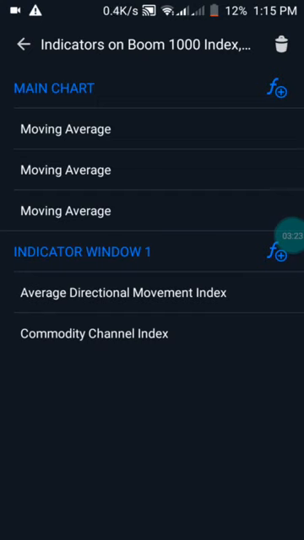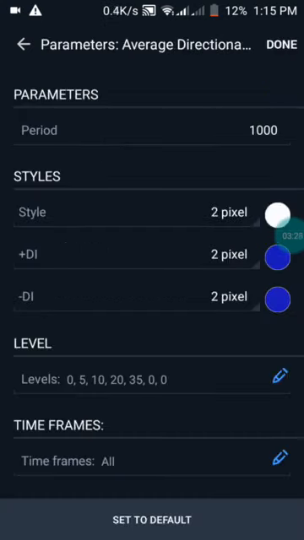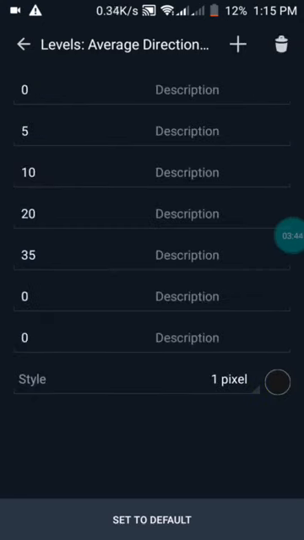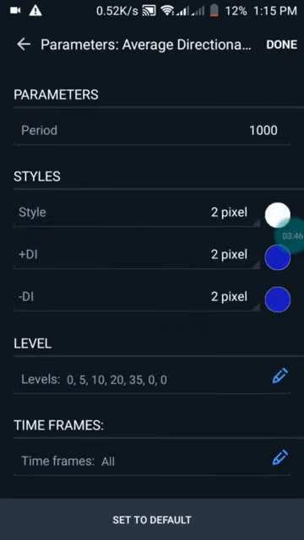Also in indicator window 1, we have our Average Directional Movement Index. We have the period of 1000, and we have our style as this. We have the plus DI and the negative DI, with our style in white color. You see that? We have our levels here at different levels. Then you press done.